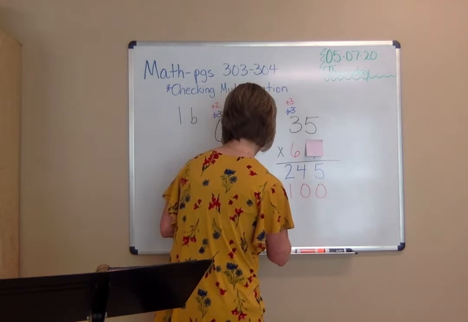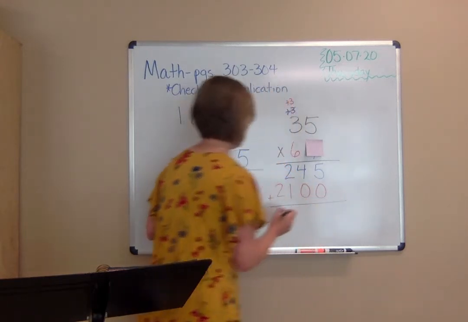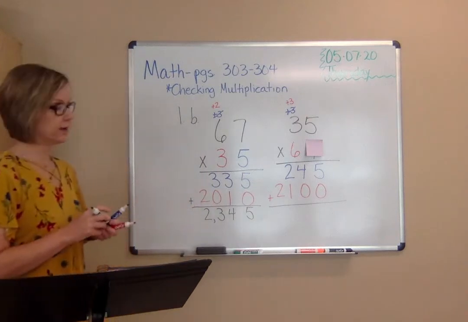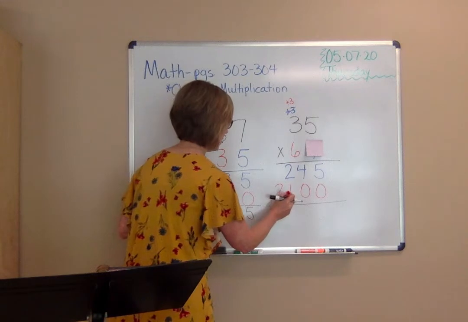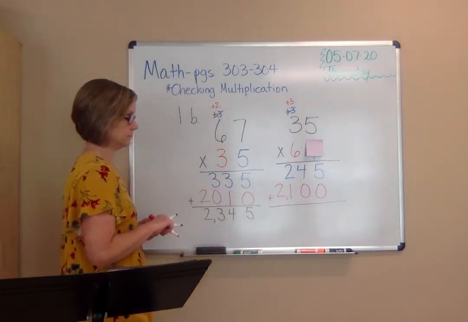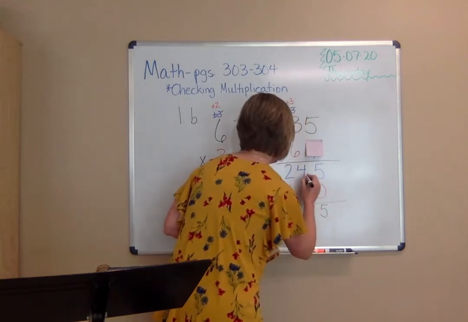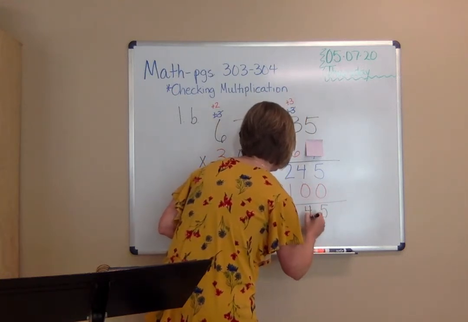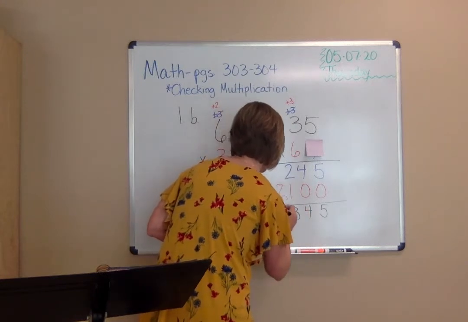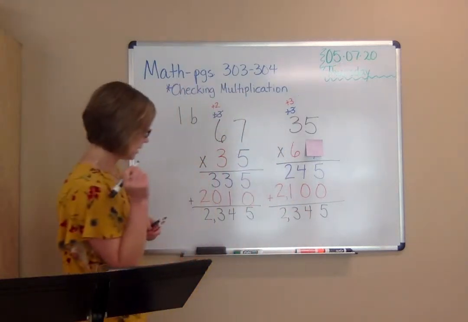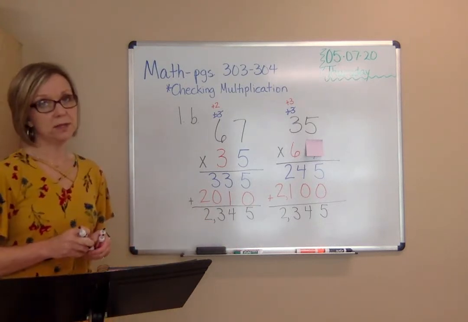So let's add. Let's see what we get. So your first partial product is 245. Your second partial product is 2,100. 5 plus 0 equals 5. 4 plus 0 equals 4. 2 plus 1 equals 3. 0 plus 2 equals 2. 2,345. Ta-da!